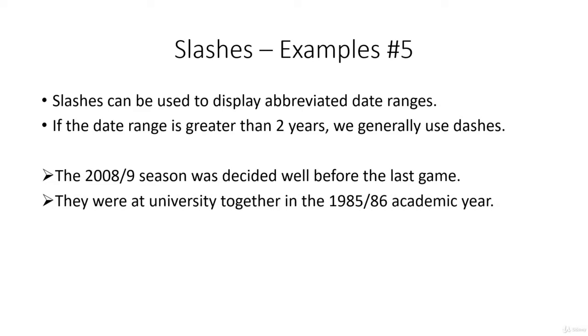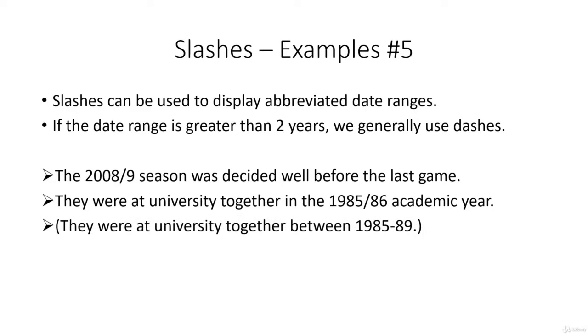They were at university together in the 1985-86 academic year. Now, if the academic year goes from September to August, it always spans 2 calendar years. Now, we could in this case have written 85/6, but we chose to write 85/86 to make it a bit clearer.